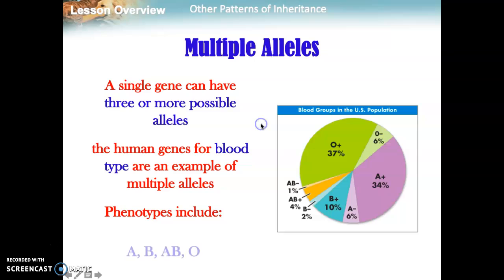Phenotypes include, as I mentioned, type A blood, type B blood, type AB blood, or O blood. Again, we're not worrying about the plus or minus.